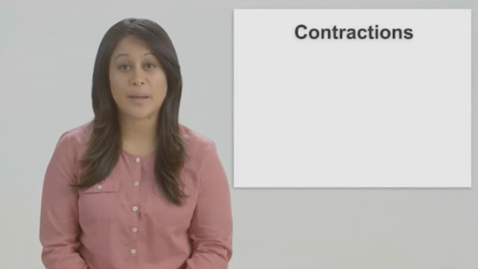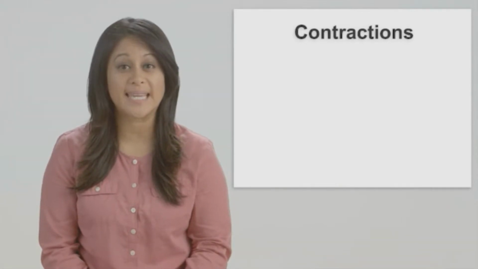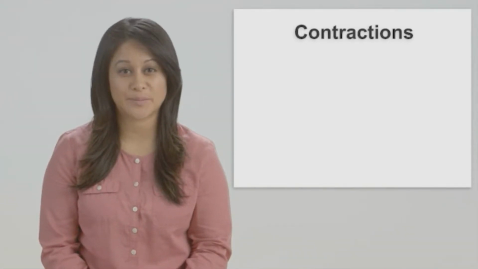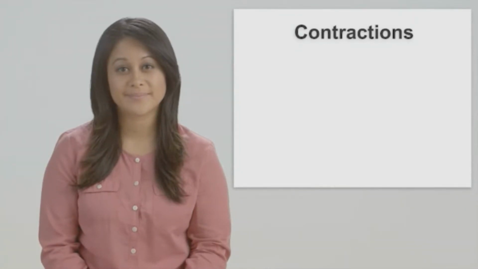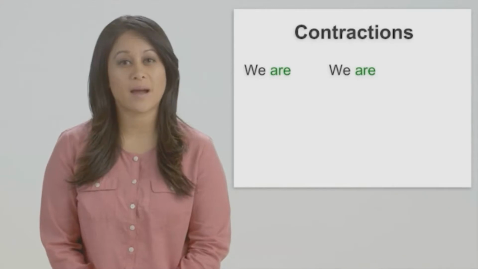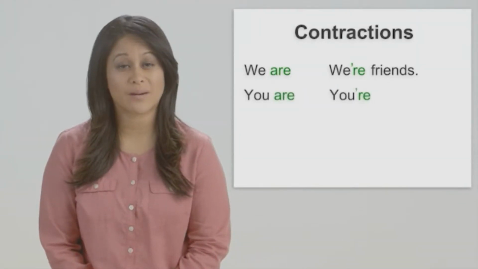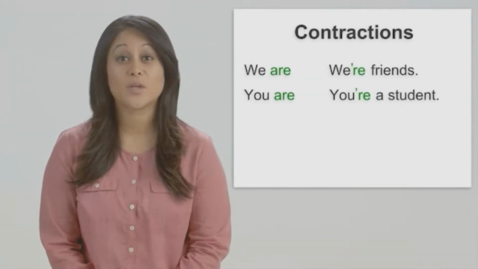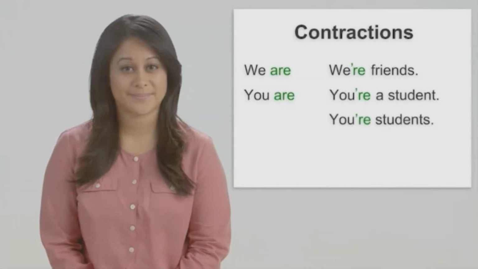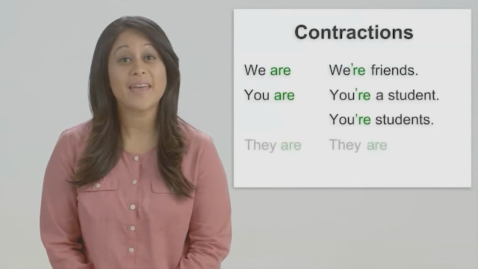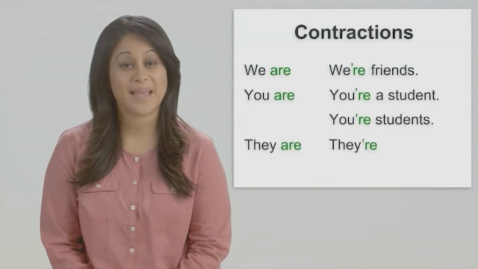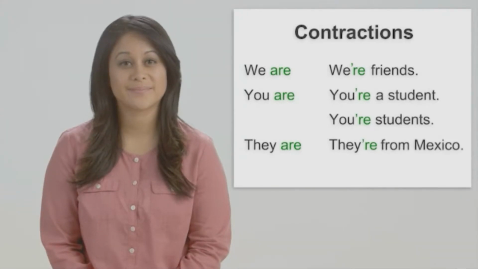We form contractions by putting the subject pronoun and the verb be together. For example, we are becomes we're. We're friends. You are becomes you're. You're a student. You're students. They are becomes they're. They're from Mexico. It is becomes it's. It's level 1.